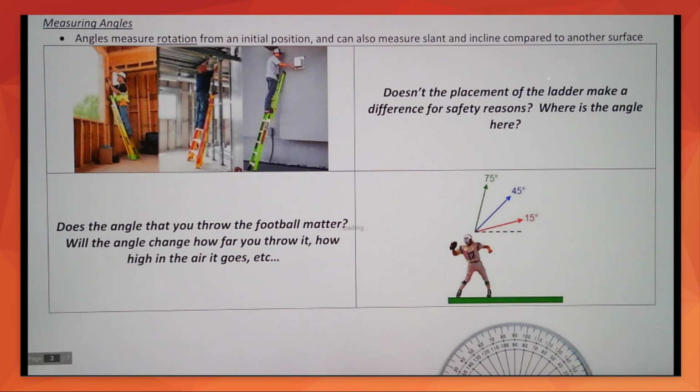So let's jump right into lines and angles. The first thing we're going to talk about is, how do you measure an angle? So first, what even is an angle? Angles can measure rotation of something from an initial point.